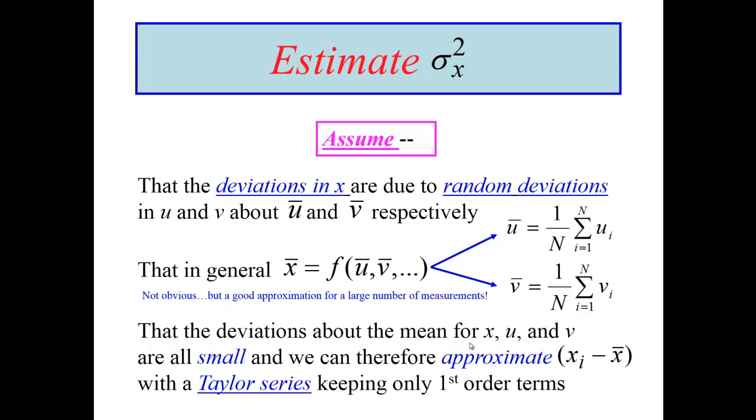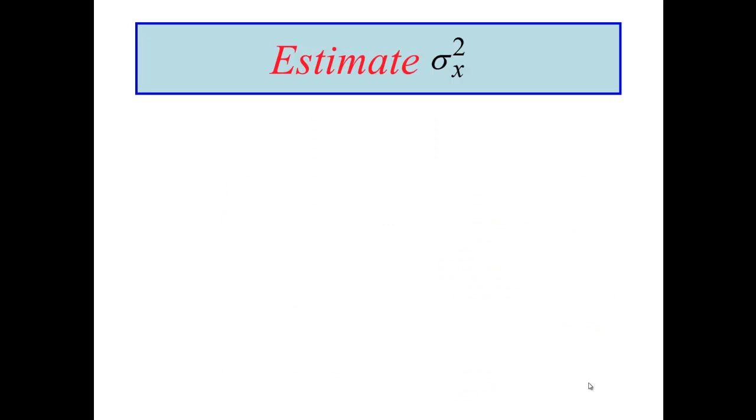And then the third assumption is that the deviations about the mean for x, u, and v are all small. We're going to use a Taylor series approximation for the quantity x_i minus x bar, and make a good approximation, if these deviations are all small, that we can just keep the first order terms. In principle, a Taylor series is an infinite series, but in many cases you can keep just a few terms if you know that some of the quantities in the series are small.